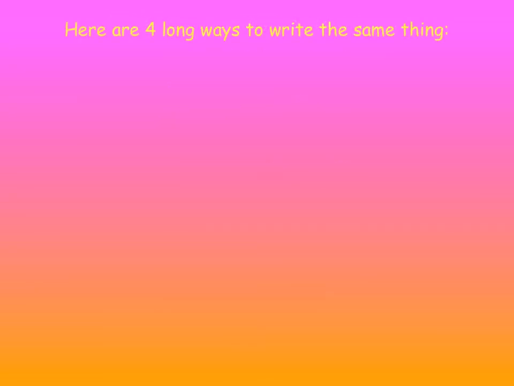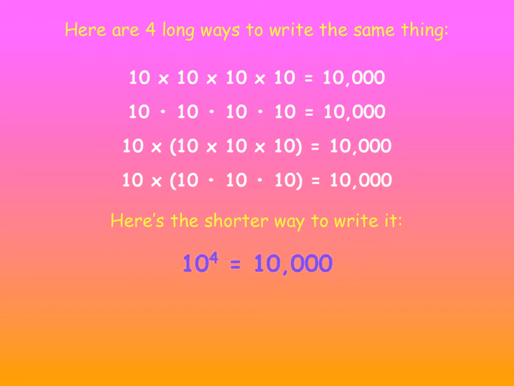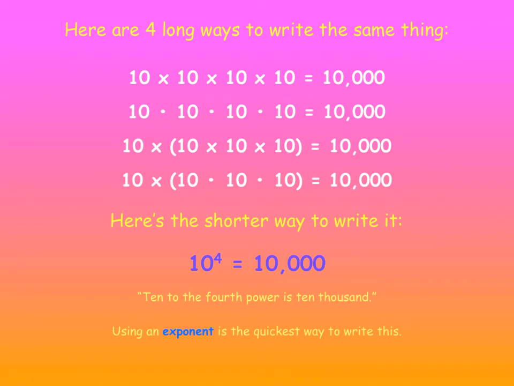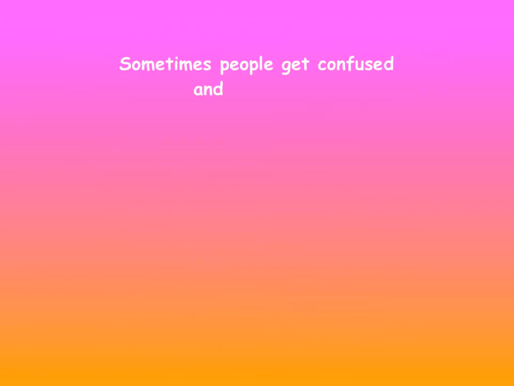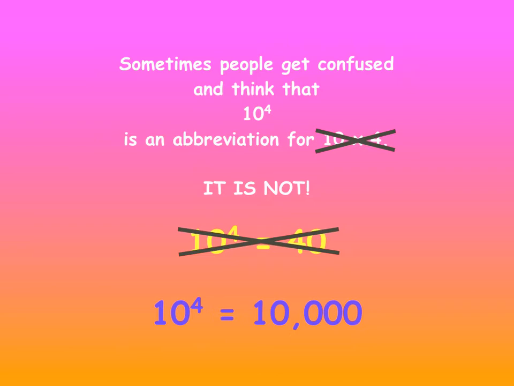Here are 4 long ways to write the same thing. 10 times 10 times 10 times 10 equals 10,000. And here's the shorter way to write it. 10 to the 4th power equals 10,000. Using an exponent is the quickest way to write this. Sometimes people get confused and think that 10 to the 4th power is an abbreviation for 10 times 4. Well, it's definitely not. So, is 10 to the 4th power 40? No. 10 to the 4th power is 10,000.